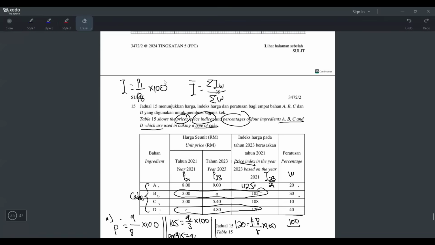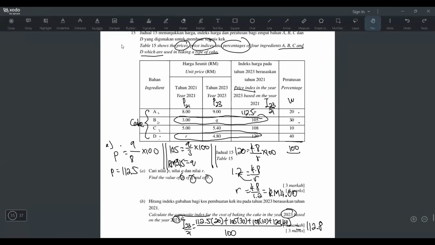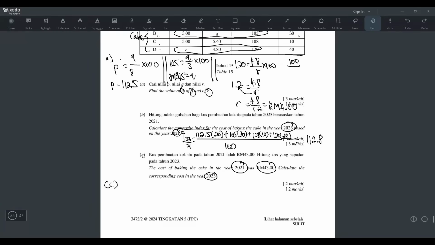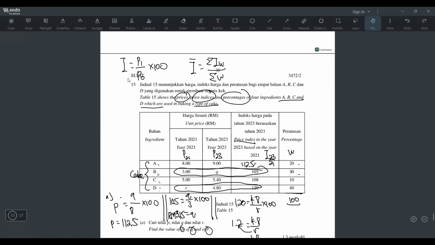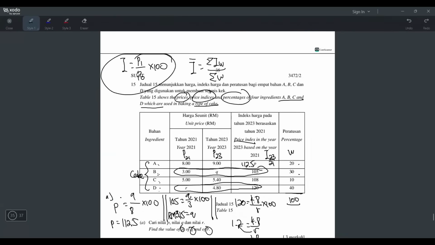So technically, there's only two formulas, because the third one is more like a method, not a formula. So this question C asks you to find cost. Can you tell me which of these two formulas has cost? Only this formula can help you find price. So you will use this formula.